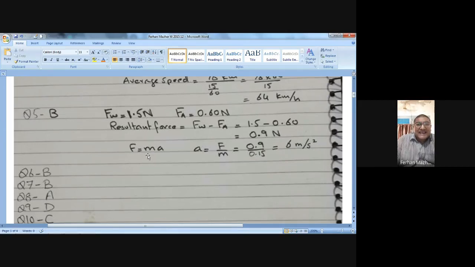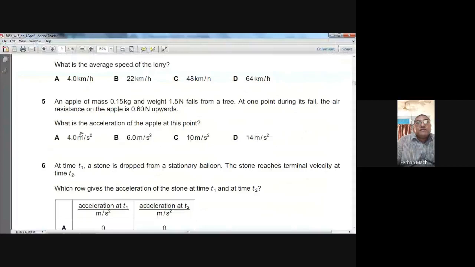So apply the second law of motion, F equals ma. So a will be F divided by m: 0.9, which is the resultant force, divided by the mass, which is 0.15 kg, and you get the answer 6 meter per second square. So the acceleration is 6 meter per second square. The option will be B. Question number 5, the option will be B.